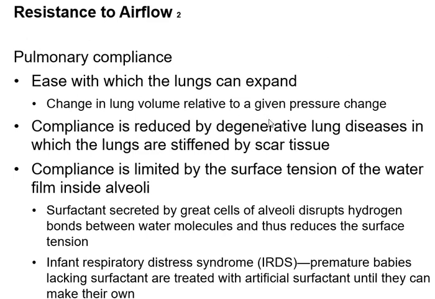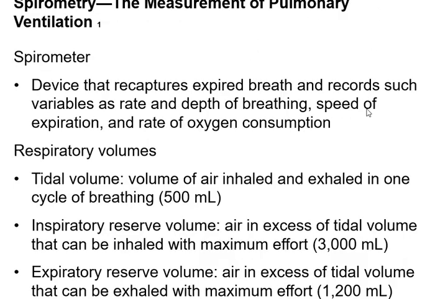Here's the slide talking about resistance to airflow. That's talking about degenerative lung diseases where your lungs are stiffened by scar tissue. Sometimes you aren't making enough surfactant. Premature babies don't have the surfactant, so they have to use artificial. So these things all are resistance to airflow. There are a few things that you are required to know and understand. So I'm going to talk about them individually, and then I'm going to show you a really cool graph that puts everything together for you.